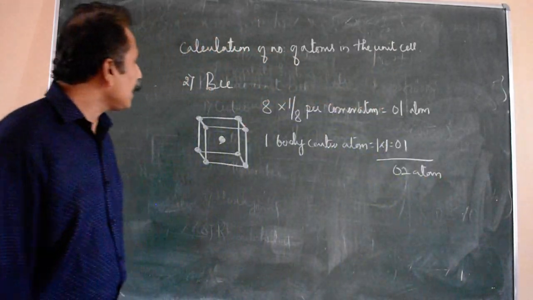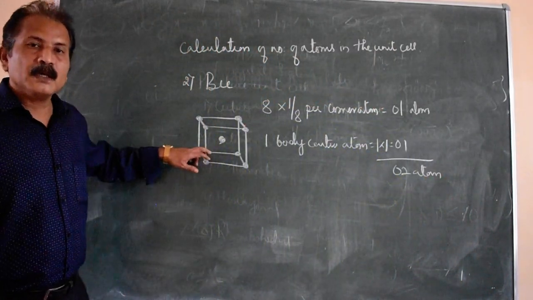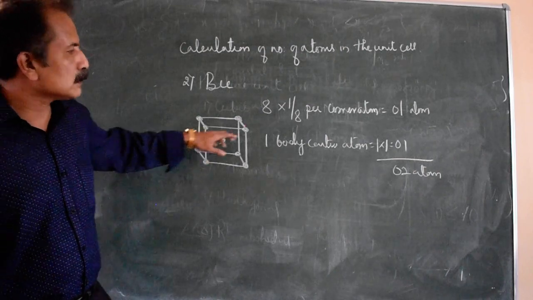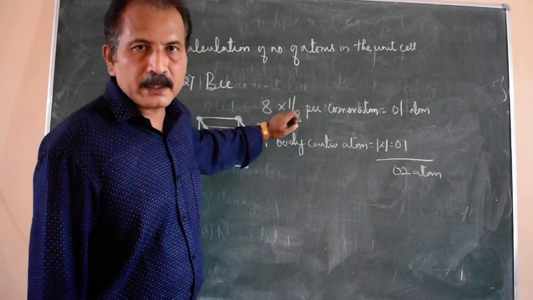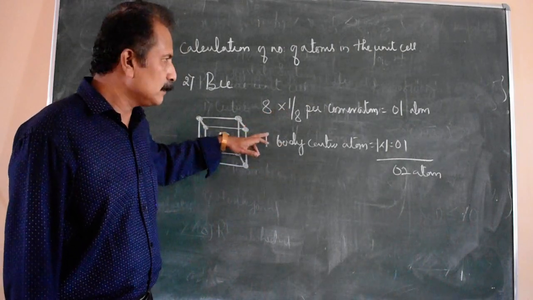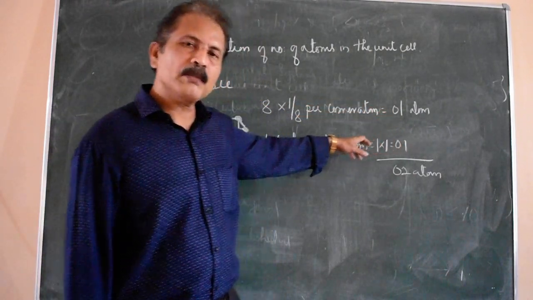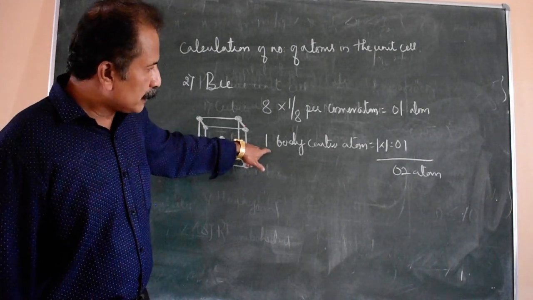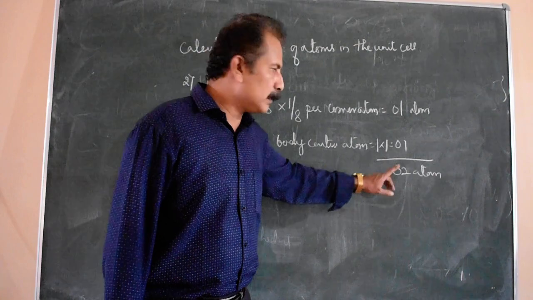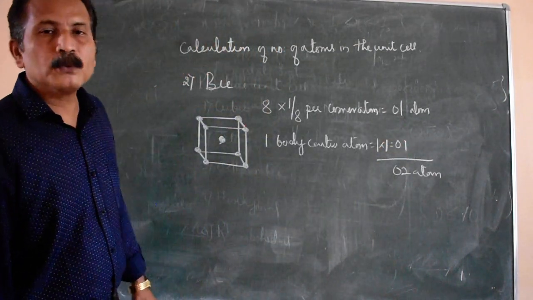So number of atoms in BCC, if you see, it is 8 at the corners. Each particle at the corner is contributing 1/8. So you get 1 atom, 8 into 1 by 8. 1 is at the body center. Therefore, you have to take it as independent 1. So 1 plus 1, you get 2 atoms.